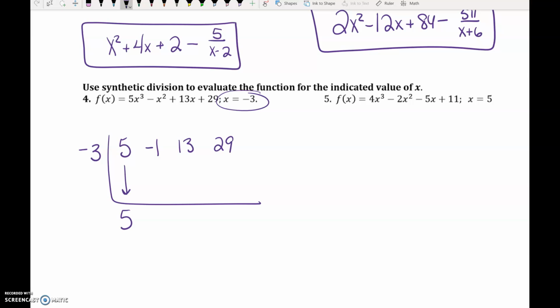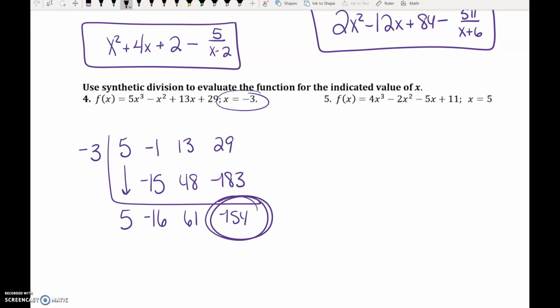Negative 3 times 5 is negative 15. Add. Negative 3 times negative 16 is 48. Add. Negative 3 times 61 is negative 183. Add. The number that you get here is your answer. So f of negative 3 is negative 154.